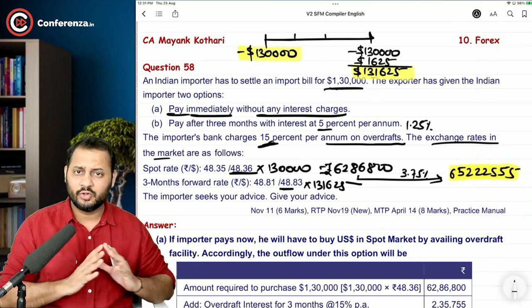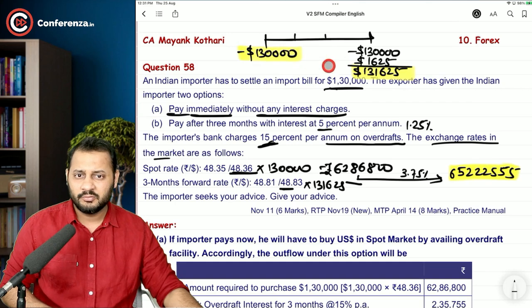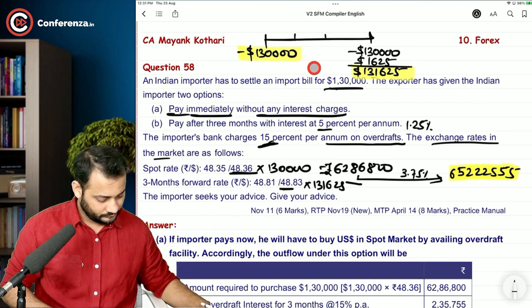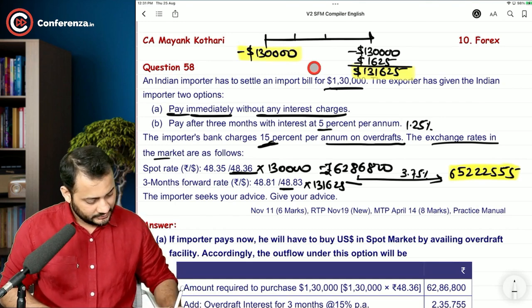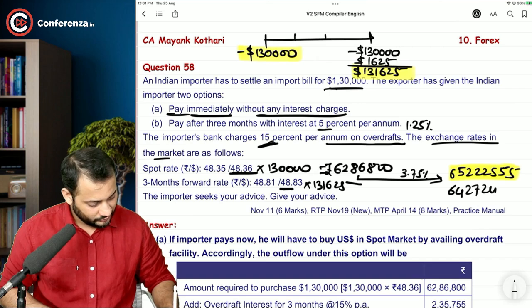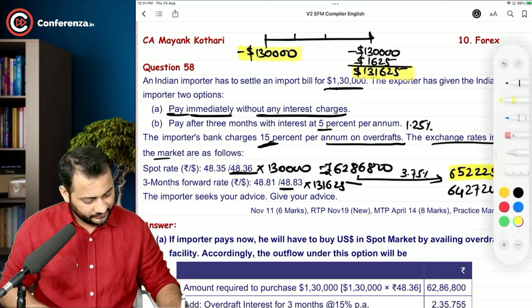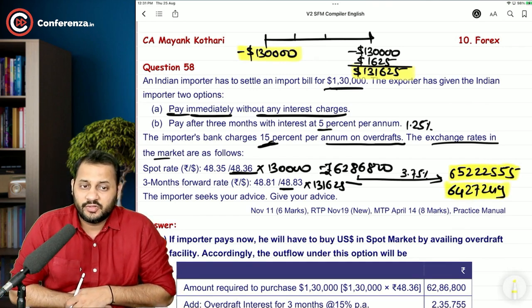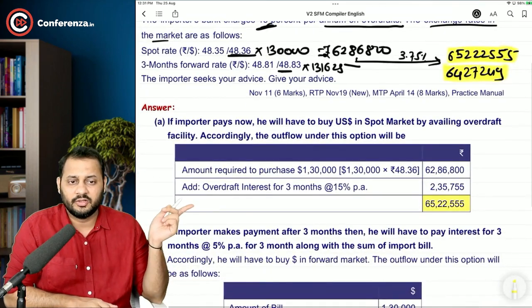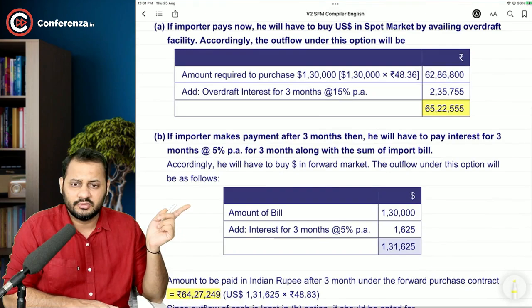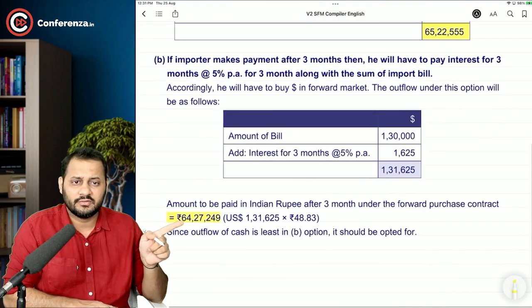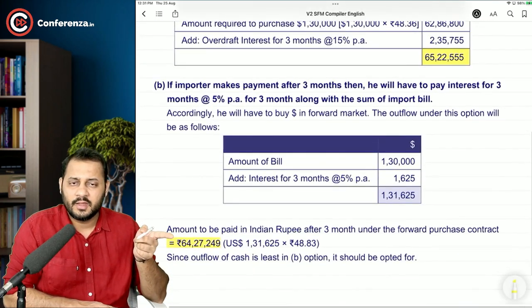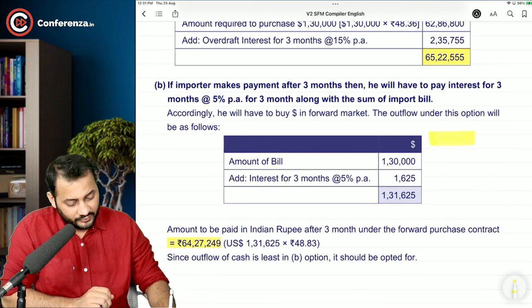131,625, just simply multiply. No interest in Indian rupees because you are not borrowing Indian rupees in this case. That's 64,27,249. So I think the second option is preferable because it involves less outflow. 64,27,249. Let's have a look: 65,22,555 and 64,27,249. See, clear?